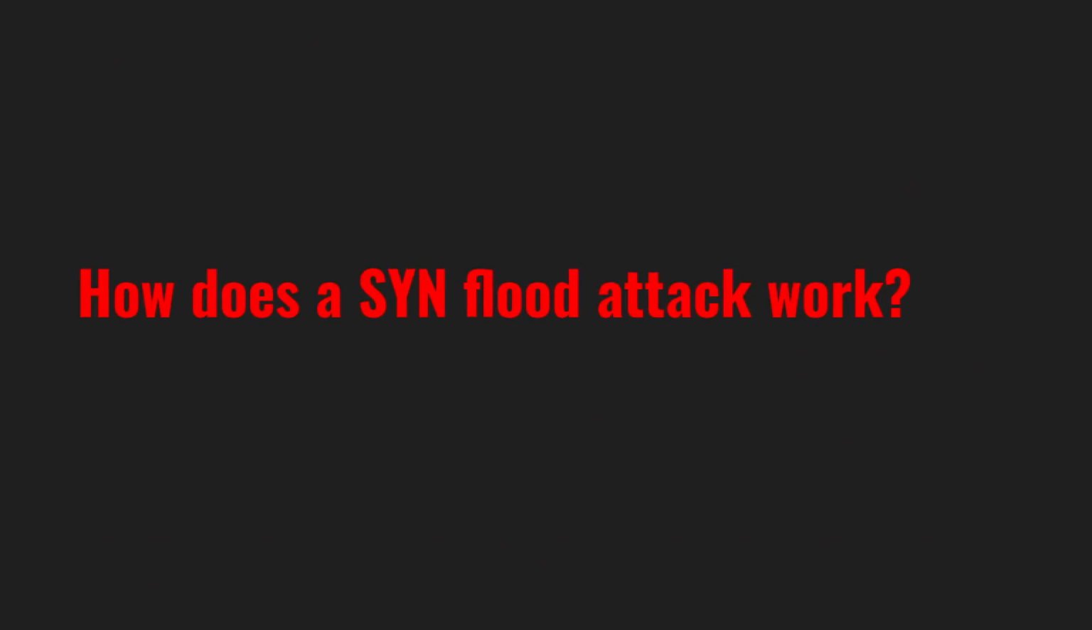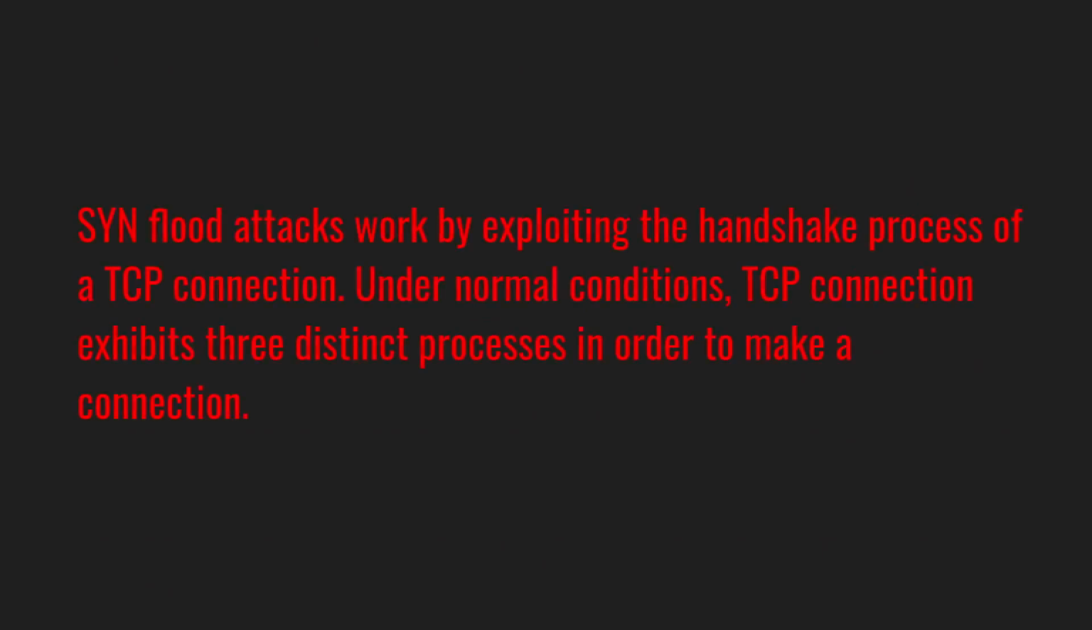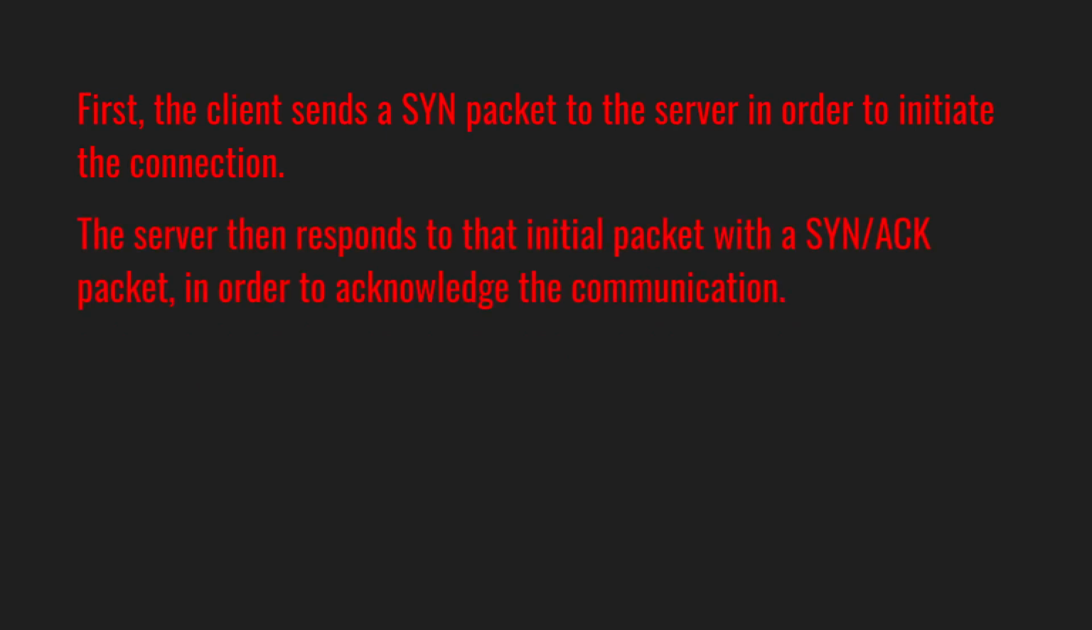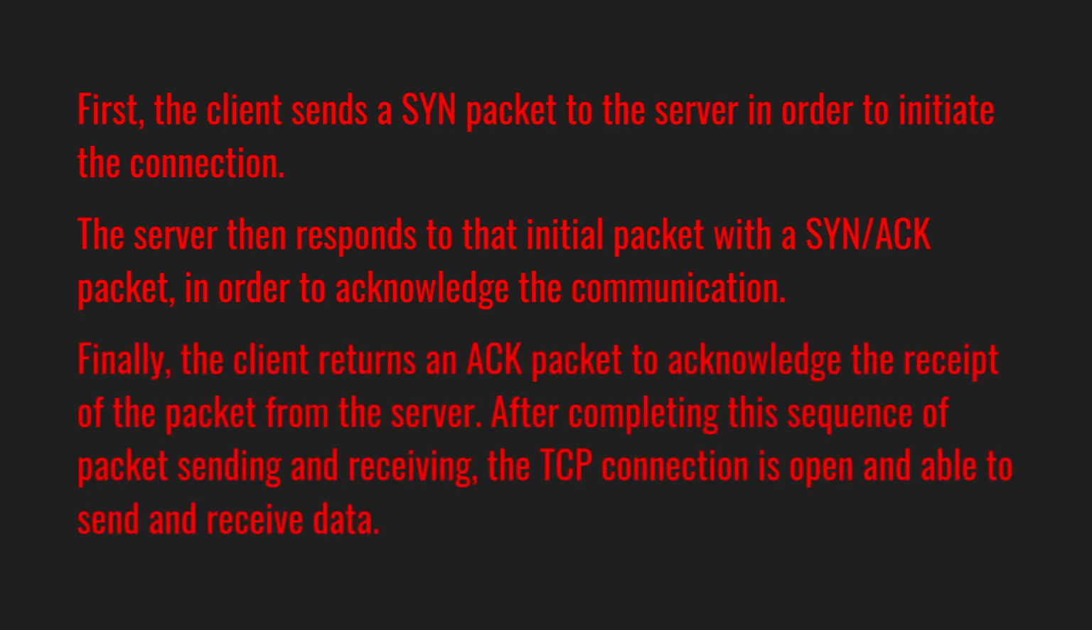So how does a SYN flood attack work? SYN flood attacks work by exploiting the handshake process of a TCP connection. Under normal conditions, a TCP connection exhibits three distinct processes in order to make a connection. First, the client sends a SYN packet to the server in order to initialize the connection. Then the server responds to that initial packet with a SYN ACK packet in order to acknowledge the communication. Finally, the client returns an ACK or acknowledgement packet to acknowledge the receipt of the packet from the server.